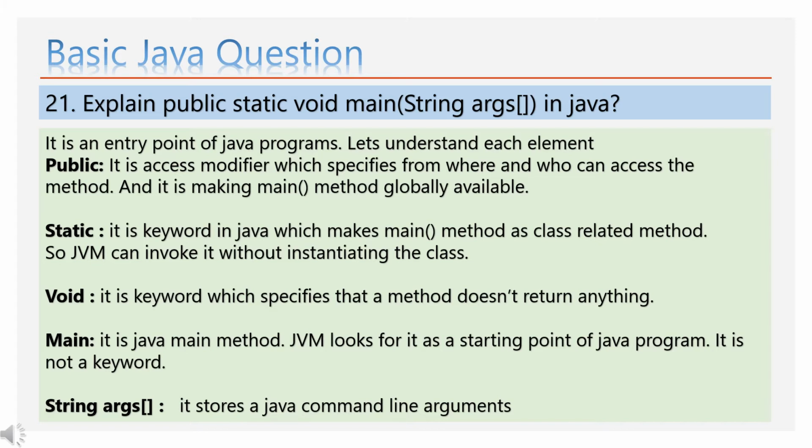Void is a keyword which specifies that a method doesn't return anything. Main is the Java main method. JVM looks for it as the starting point of a Java program. It is not a keyword. String args stores the Java command line arguments.